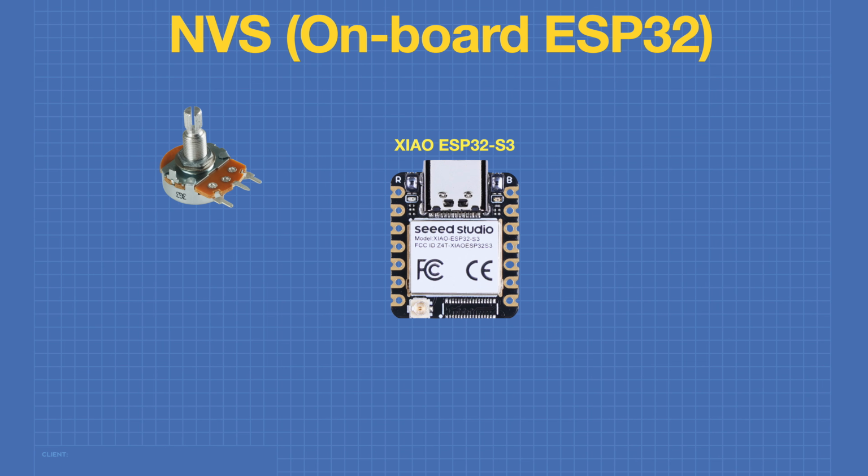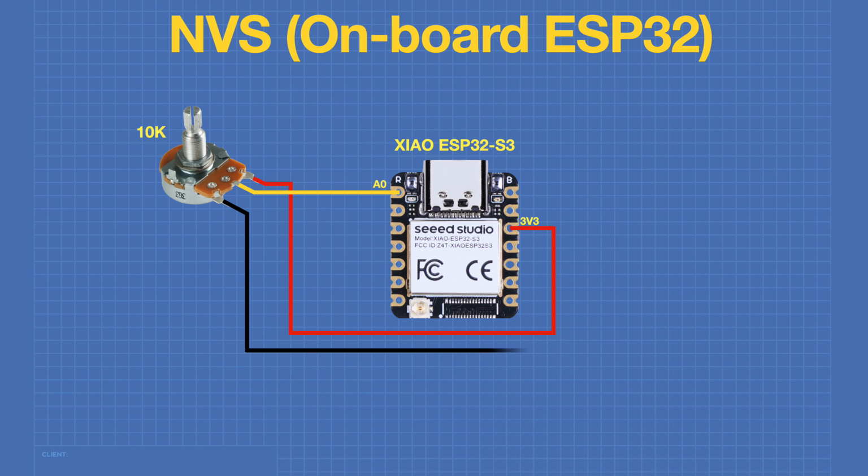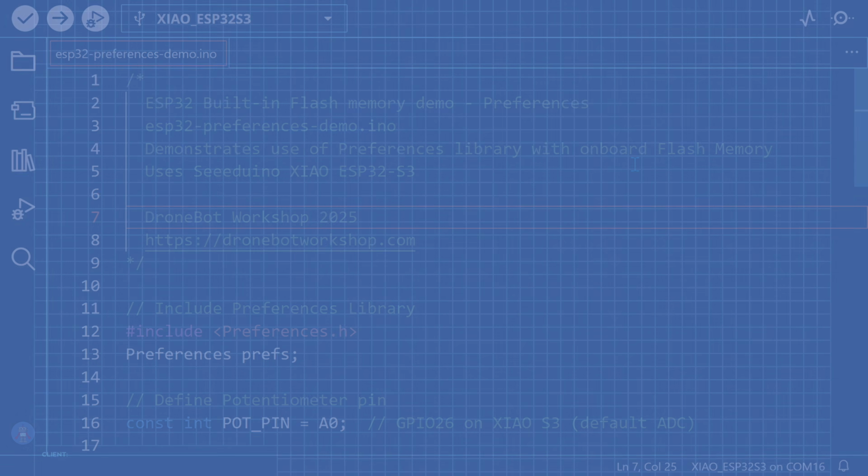We'll also be using a 10K potentiometer. We'll connect the wiper, or the center pin of the pot, to the A0 or analog 0 input on the Arduino Xiao. We'll connect one side of the potentiometer to the Xiao's 3.3 volt output, and the other side of the pot will be wired to the Xiao's ground connection. And that's it for the wiring. Now let's go take a look at a couple of sketches we can use with the onboard ESP32 memory.